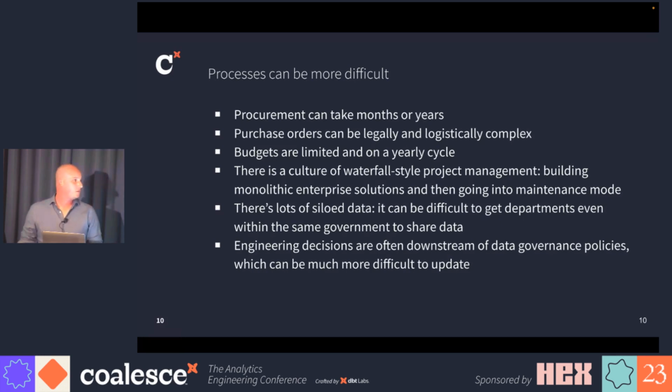There's also a lot of siloed data. It can be difficult to get departments, even within the same level of government, to share data with each other, let alone different parts of the government. Engineering decisions are also often downstream of data governance policies, which means that changes in tech stack often require updates to policy, and updates to policy can be as much or more work as actual engineering work.